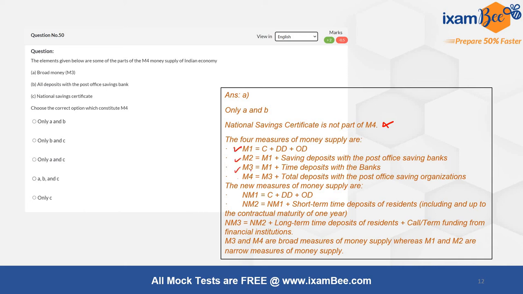The different four measures of money supply are given by M1, M2, M3, M4. M1 is currency plus demand deposits with other deposits of the public with the RBI, M2 is M1 plus savings deposits with post office savings banks, M3 is M1 plus time deposits with banks, and M4 is M3 plus total deposits with the post office savings organizations. And the new monetary aggregates NM1, NM2 and NM3 are given as these. So M3 and M4 are the broad measures of money supply, and M1 and M2 are the narrow measures of money supply. If you want a more detailed analysis of these different monetary aggregates, you can also watch the Concept Padhayenge Sabko Sikhayenge video on monetary aggregates. You can find the link of that video in the description of this video.